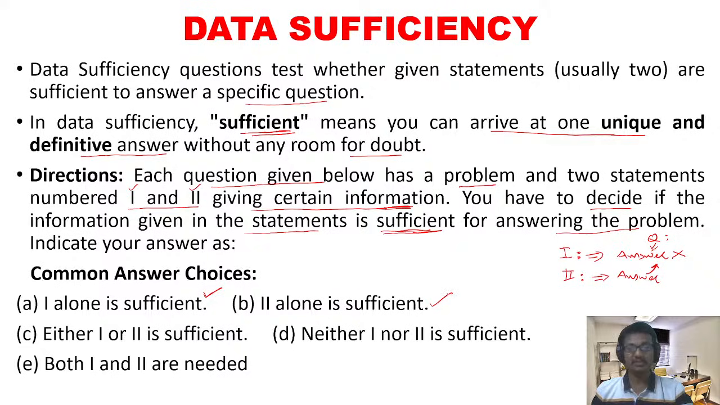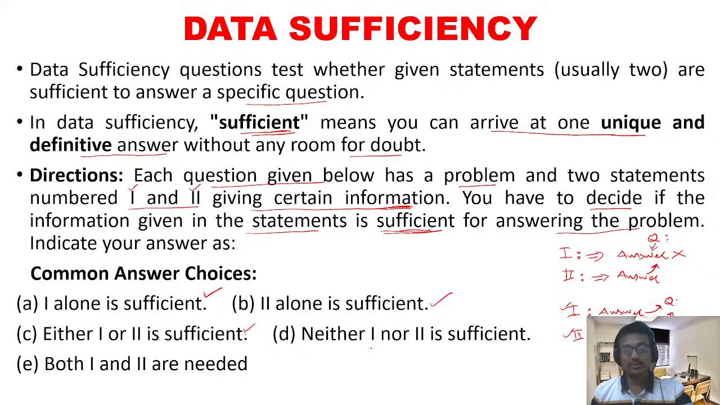2 alone is sufficient. Then the third option indicates either 1 or 2 is sufficient. That means you can get the answer either from 1. So statement 1 provides the answer for the given question. Similarly, from statement 2 also you can get the answer for the given question. So that means either statement 1 or statement 2, you can get the answer. In such case, you can choose option 3.